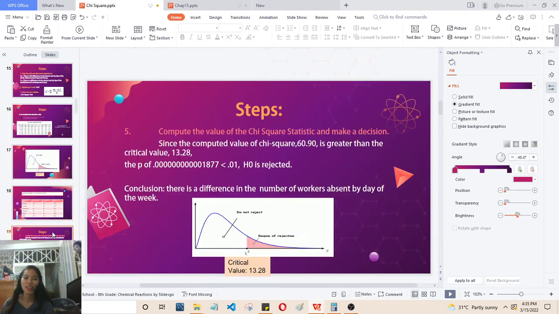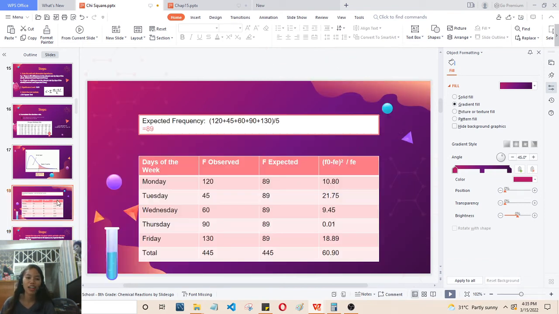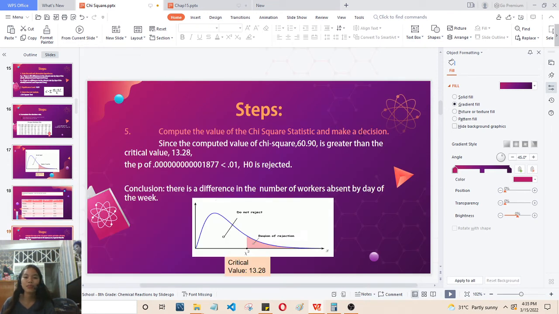Now, for our step 5, compute the value of the chi-square statistic. We already did that, right? Our chi-square is 60.90. And make a decision. Since the computed value of chi-square is 60.90, which is greater than our critical value, it lies here in this area, greater than 13.28.